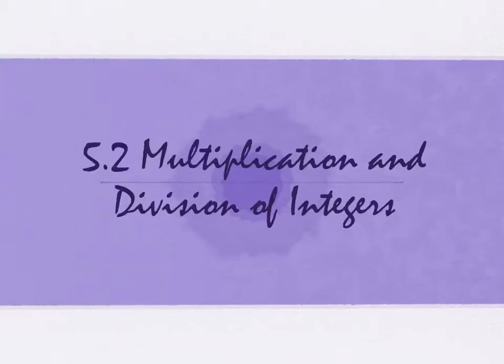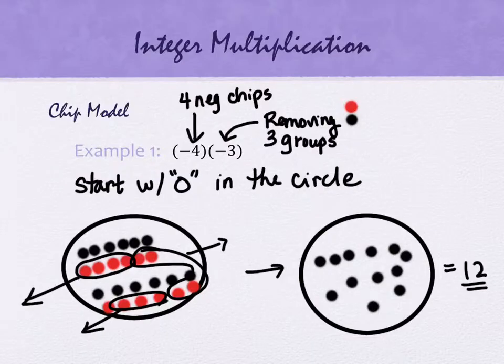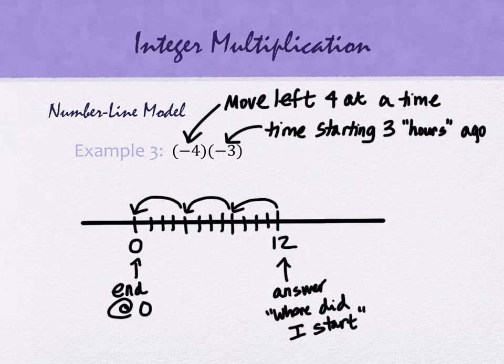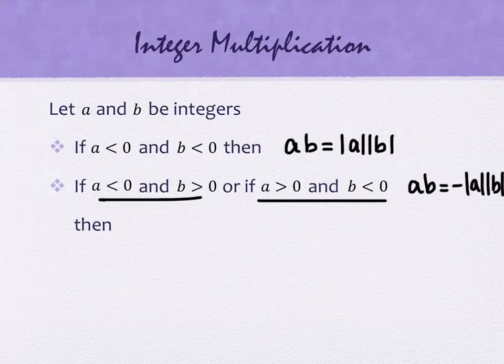Last time we started on section 5.2, our last section of new material, talking about multiplication and division of integers. We talked a bit last time about the models for multiplication. I showed you a chip model, a charged field model, and then the number line model. And we talked about one definition. It's not the only one, but this is one definition of integer multiplication in dealing with signs on our values.